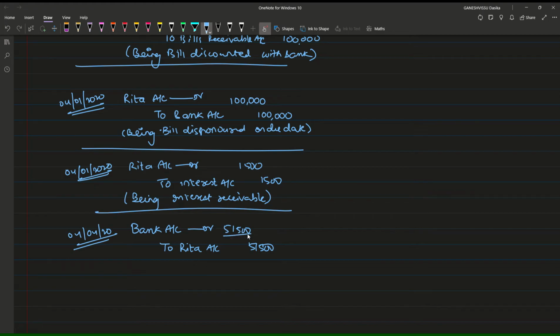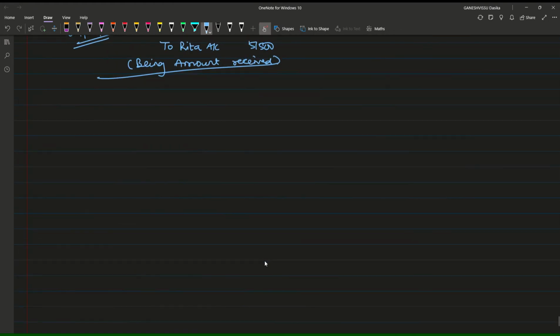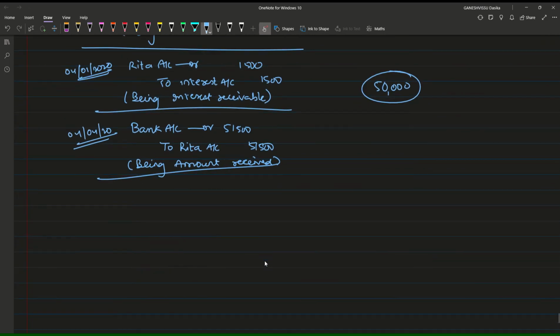But don't subtract this 1500 from the total amount. Still 50,000 is receivable from her. We are only charging 1500 as an additional charge for the delayed payment. So don't subtract this 51,500 from this 1 lakh rupees. Okay, don't make that blunder. Being amount received, we are going to write as the narration. Simply within 3-4 minutes we shall complete this problem.